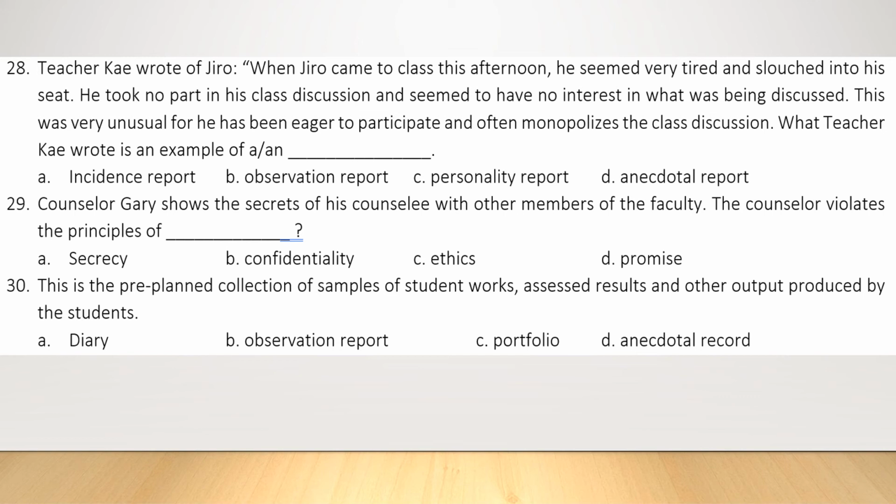Number 29. Counselor Gary shows the secrets of his counselee with other members of the faculty. The counselor violates the principles of, very easy, confidentiality. Number 30. This is the pre-planned collection of samples of students' works, assessed results, and other output produced by the students. The one I described earlier, this is the portfolio. The portfolio contains the students' sample work and their outputs.